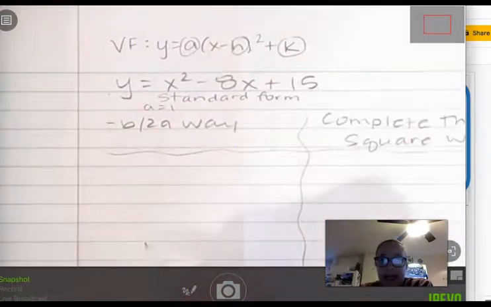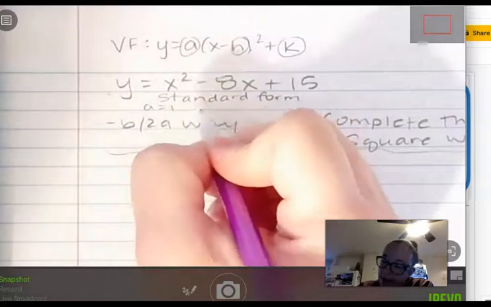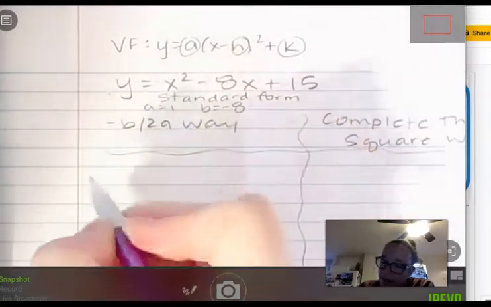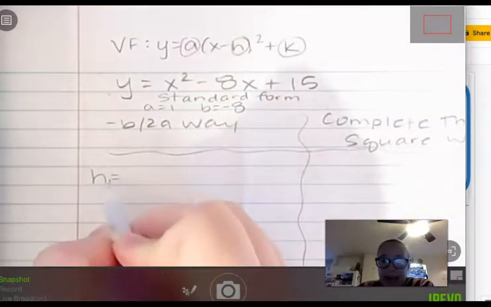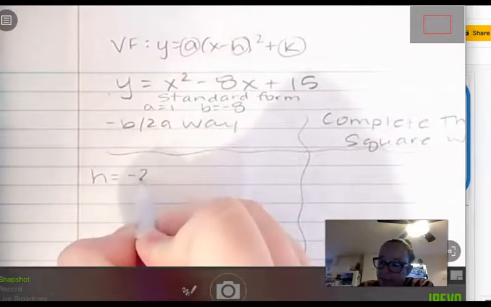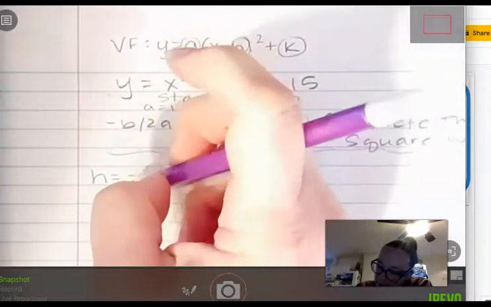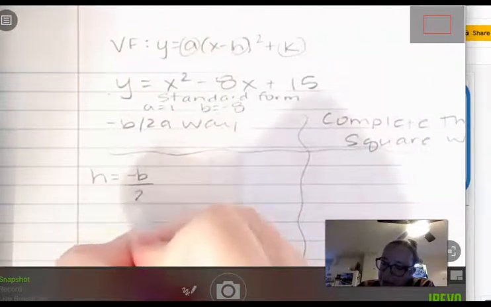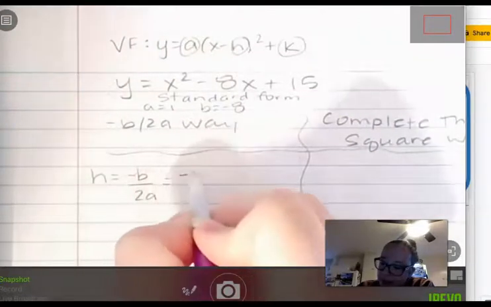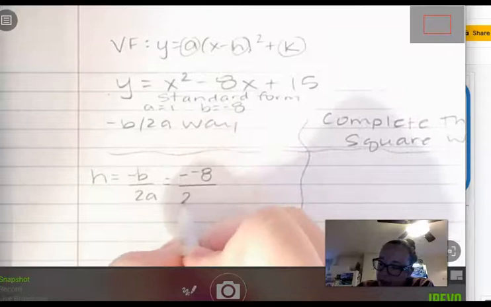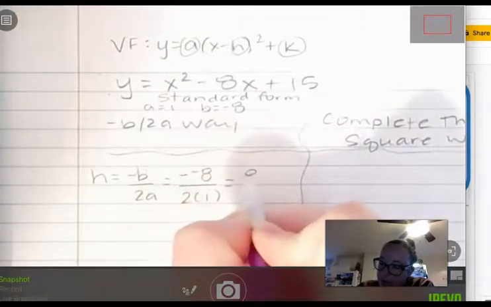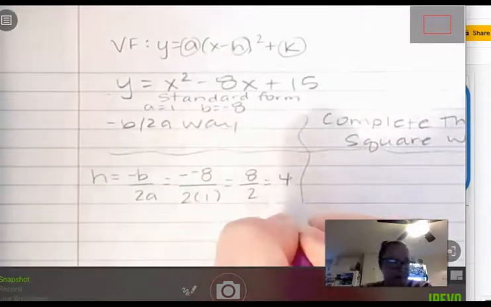So using the negative b over 2a way, we also need b. So I know h, that's the x value of the vertex, is negative b over 2a. So negative 8 over 2 times 1. 8 over 2 is 4.